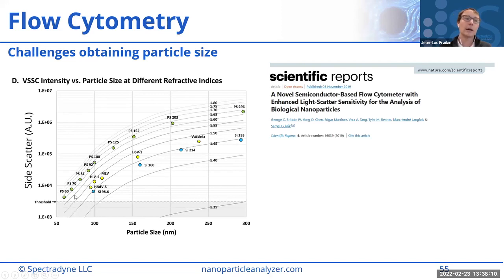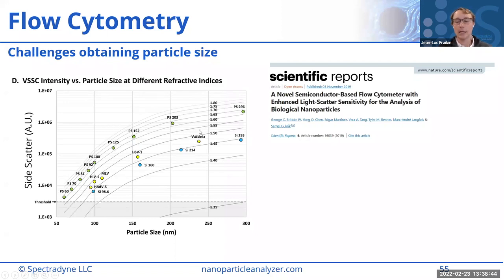So these green dots are polystyrene beads of different diameters, and since polystyrene has the same index of refraction, all these particles lie on the same index of refraction curve shown in these gray lines, right? Silica particles, shown in blue, also follow a similar index of refraction curve. And then they also measured some biological particles in here too. So these show that the side scatter depends on the particle size and also the index of refraction.